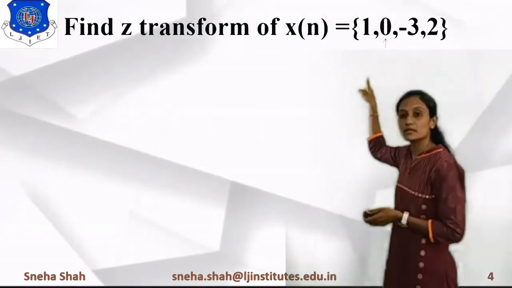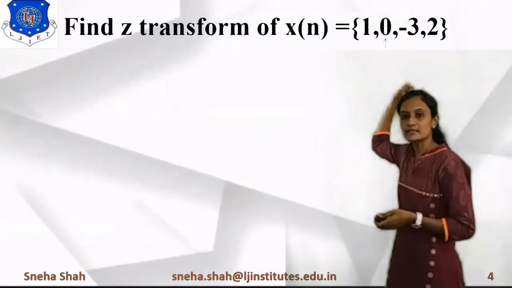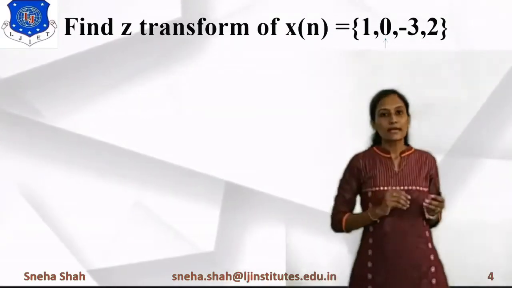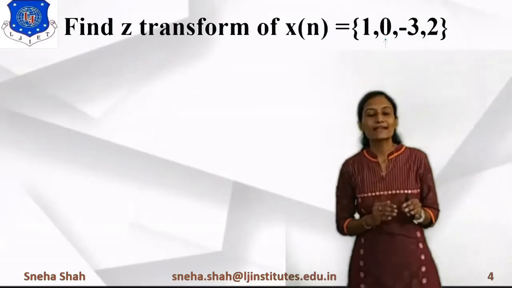Now if we are defining some examples based on the Z transform, then the first example is: find the Z transform of x of n equals 1, 0, minus 3, 2. In this you can see that the arrow is below this 0. So the arrow indicates the position of n equals 0.